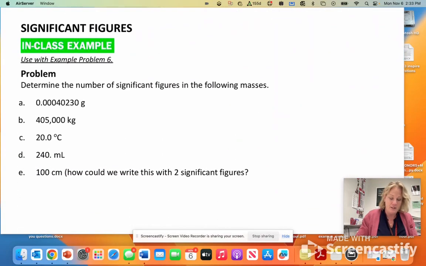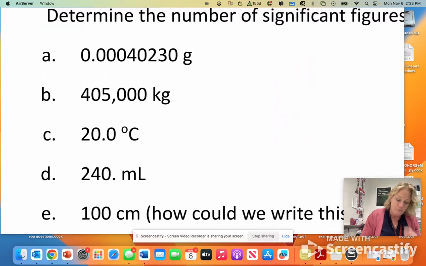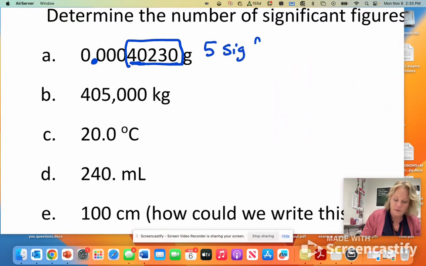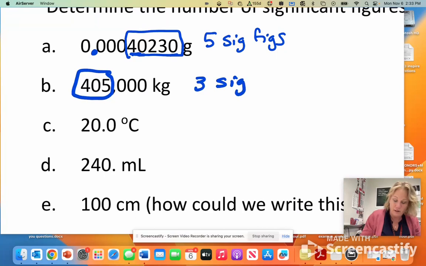So an example, determining the sig figs in these numbers. Here, you can see that this 0 and this 0 are significant because they are following a decimal and a number. And then we know all of the non-zero numbers are significant. So we have 5 significant figures here. These first zeros are not significant because they are placeholders. Letter B, these 3 are significant. So there's 3 sig figs.